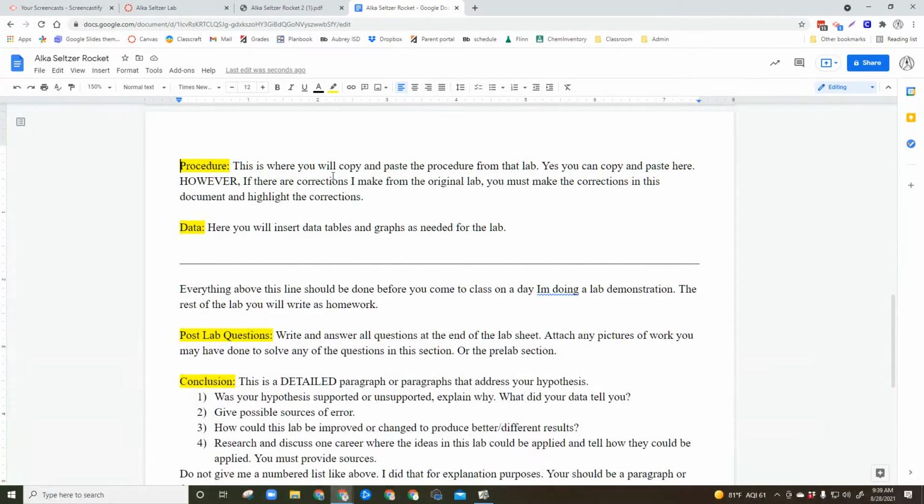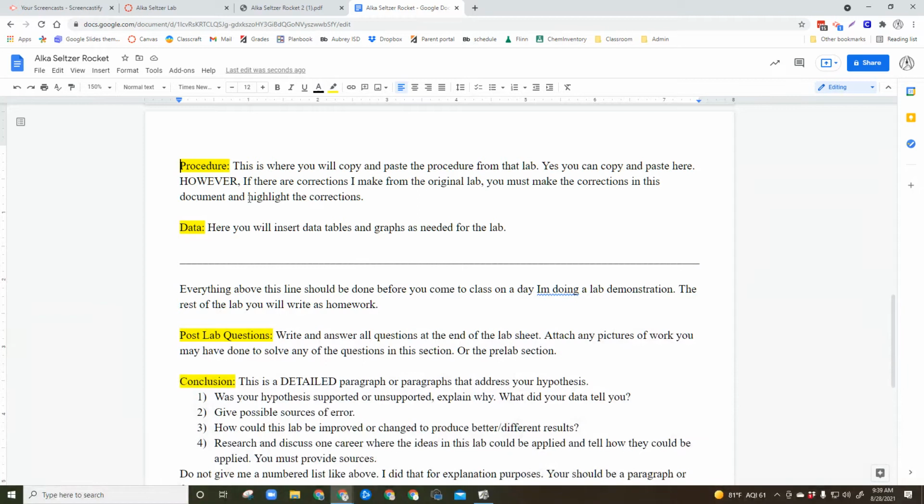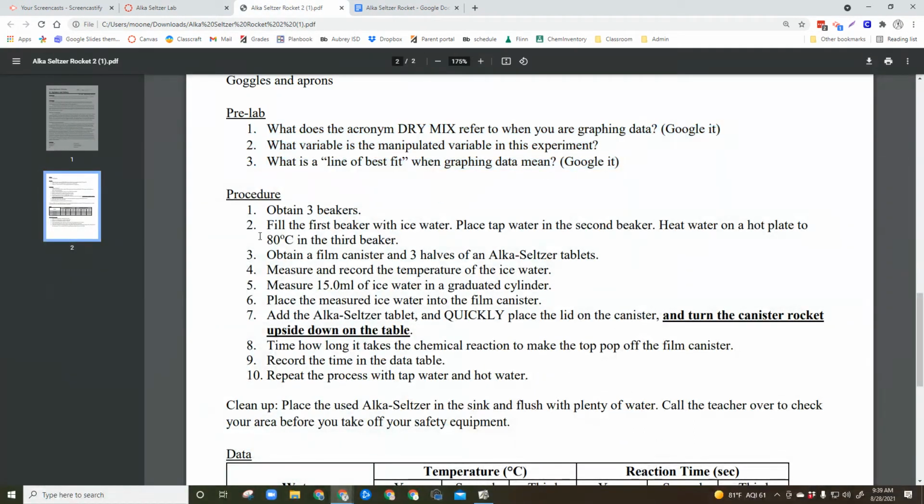And it says here, this is where you're going to copy and paste the procedure from the lab. Yes, you can copy and paste here. However, if there are corrections that I make from the original lab, you must make these corrections in the document and highlight the corrections. So sometimes I make corrections. Like sometimes I may say instead of 80 degrees here, that it needs to be 90. But the original document says 80. But I found out through me doing this that it really needs to be higher than that, 90. So you're going to correct that in your lab when you turn it in. Okay, something like that. All right, so we can copy and paste this.